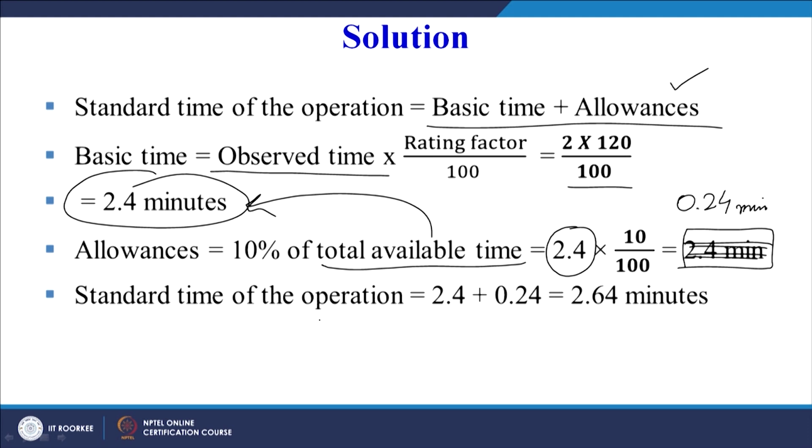So now we have the allowances, which are 10% of the total available time, and now we can calculate the standard time of the operation, which is the basic time plus the allowances. Now, what are the allowances? Allowances are 10% of the basic time. So here if you see, we are using a completely different method of accounting for the allowances. In the previous case, we took the basic time into 100 divided by 100 minus allowances, and here we are taking normal time into 1 plus allowances, or normal time plus normal time into the allowances.